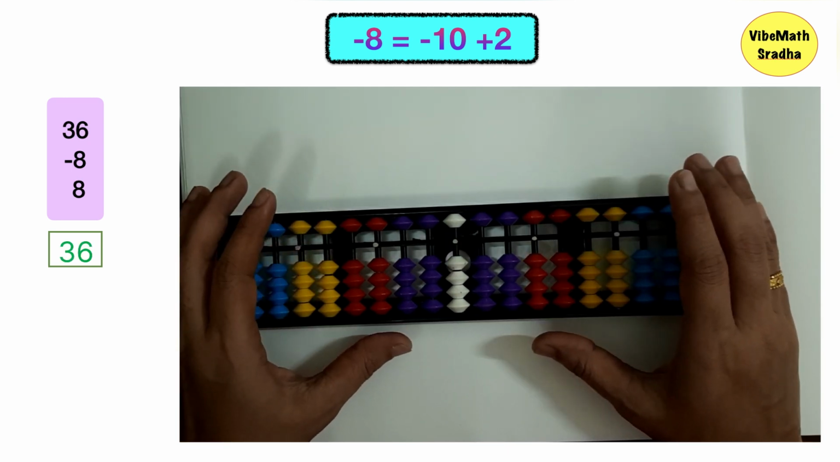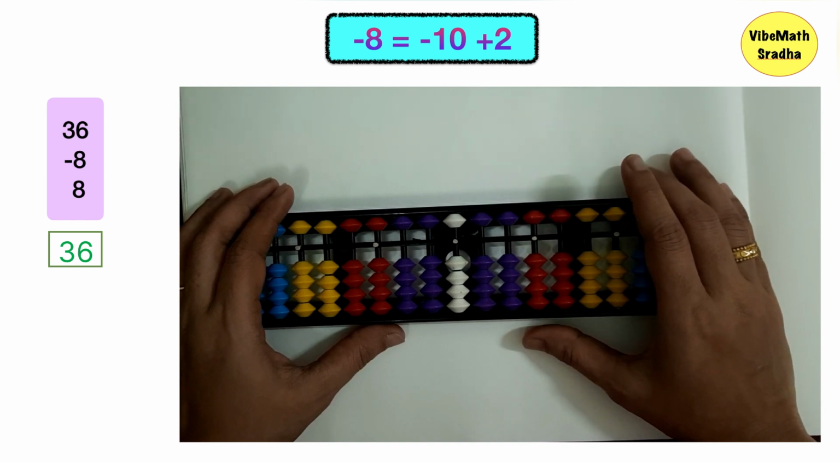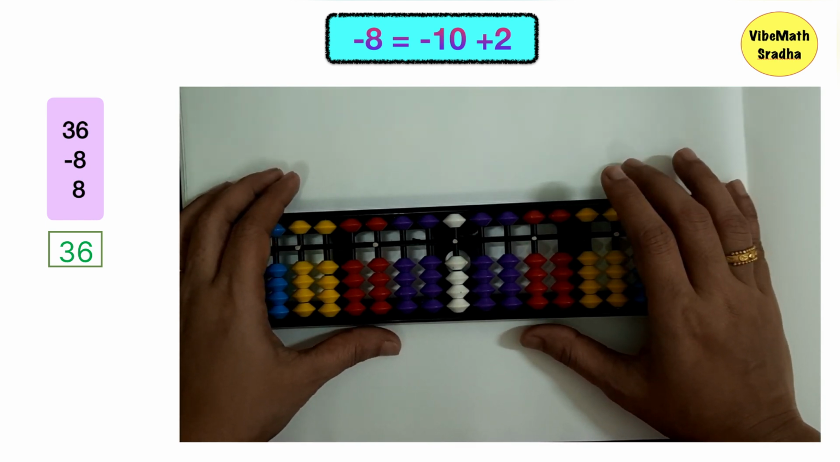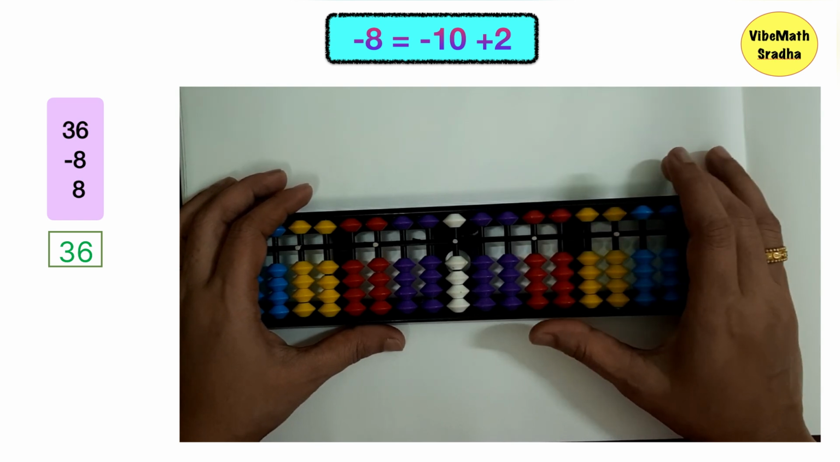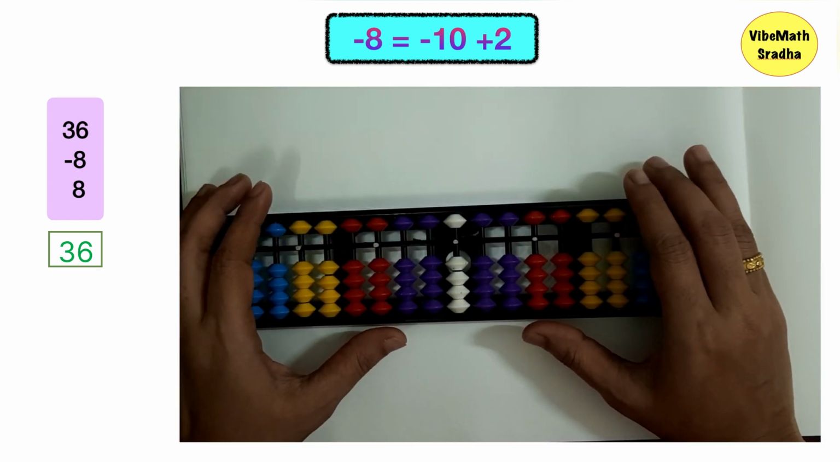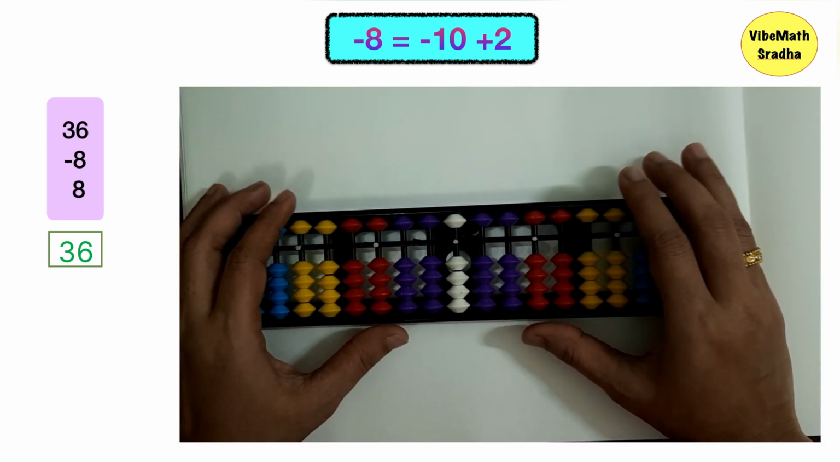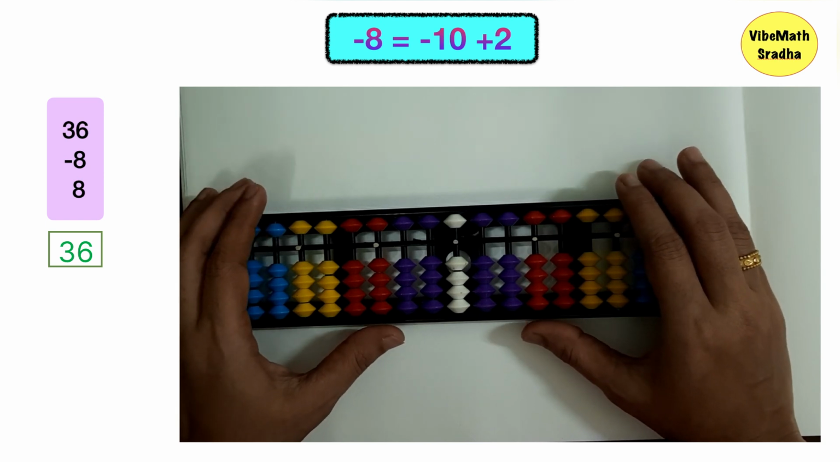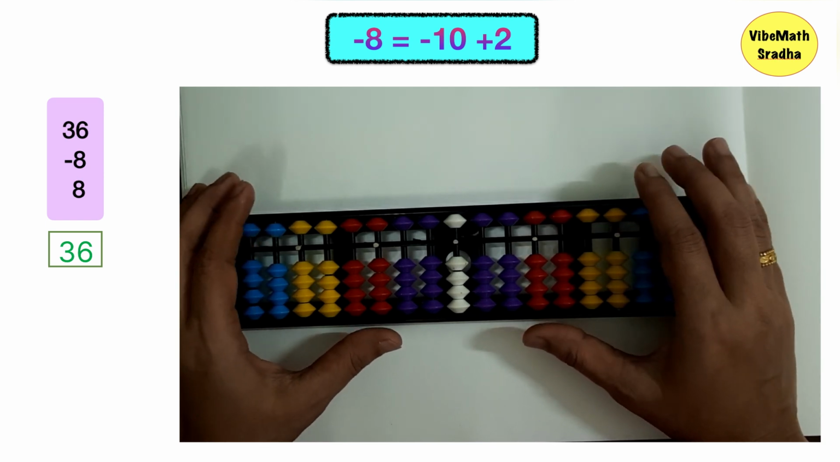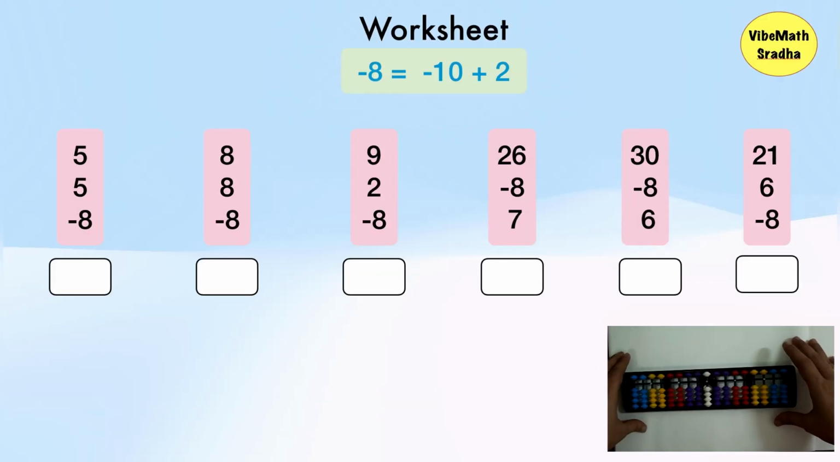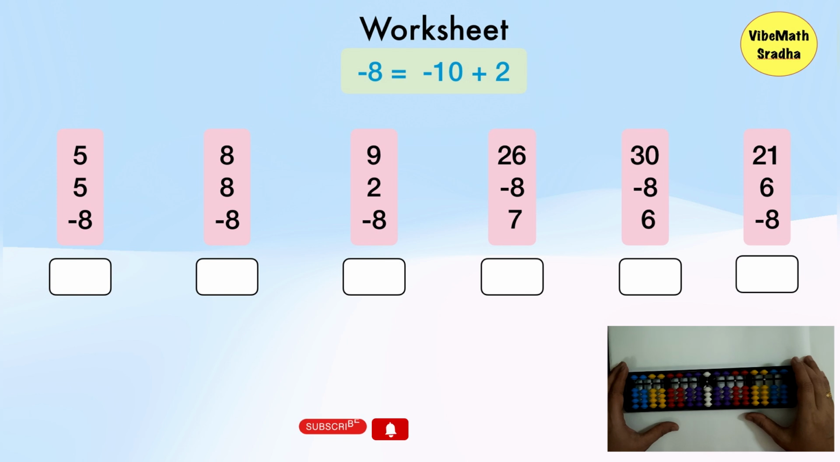I hope you all clearly understood how and where we can apply the big friend subtraction of 8, which is minus 8 is minus 10 plus 2. I wanted to tell you one thing. If you have not watched my previous videos, please go through my channel's playlist and watch those videos and practice those examples as well. Here is the worksheet for you. Solve all the sums.